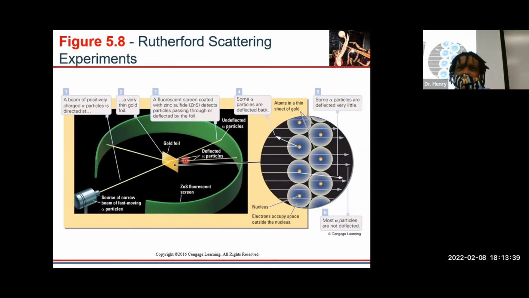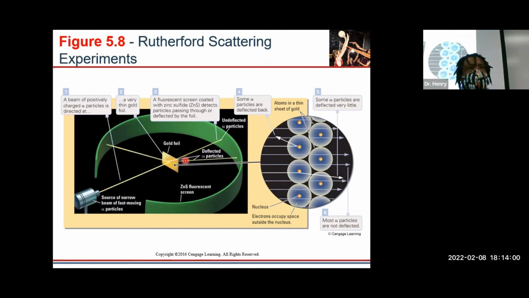Now, I'm putting something positive. How's it going to deflect? Why would it deflect? If I put two negative charges together, what happens? They repel. So then it causes a deflection, right? So what do you think if I'm putting a positive and a positive together, what's going to happen? It's going to repel, right?